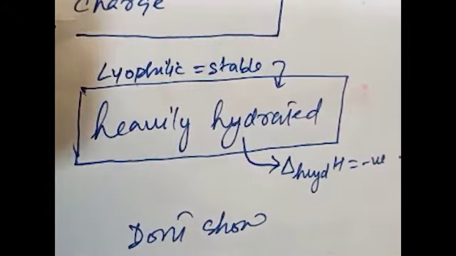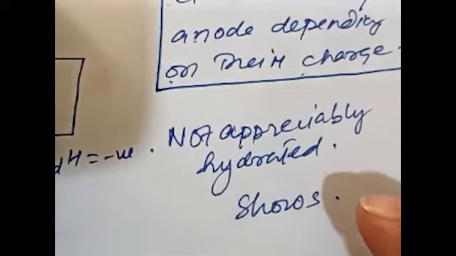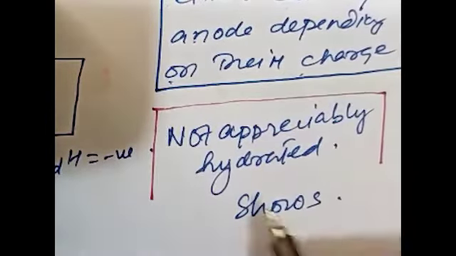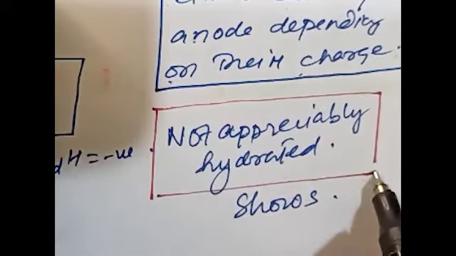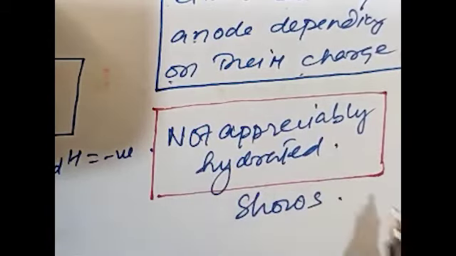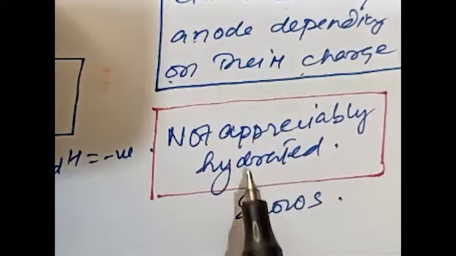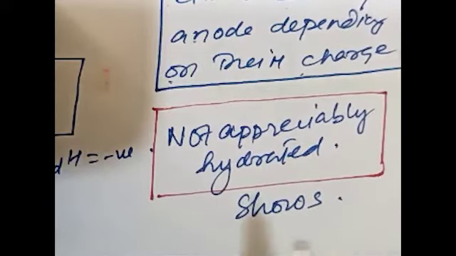Okay. Next is lyophobic. So in case of lyophobic, what is the thing? Not appreciably hydrated. They are not hydrated to a higher extent. Basically, they are unstable, easily identifiable. Just remember these points. Even if you can remember a few points, you can write them and you'll get marks.